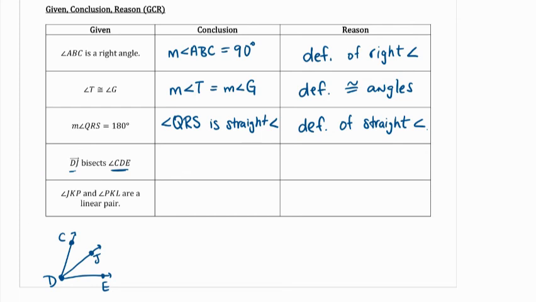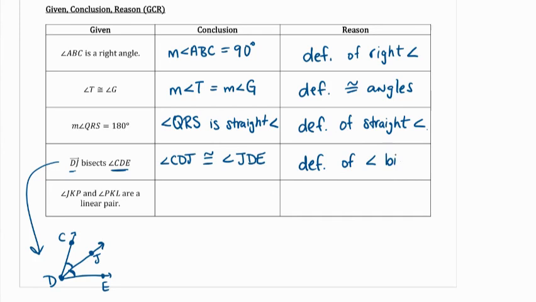And now it's easier to see the two congruent angles that it makes here, right? So I can say that angle CDJ, that's this one here, is congruent to angle JDE, which is this one here. Okay, it's a little easier to name those angles if you've got a picture to look at. And my reason for that is the definition of angle bisector.